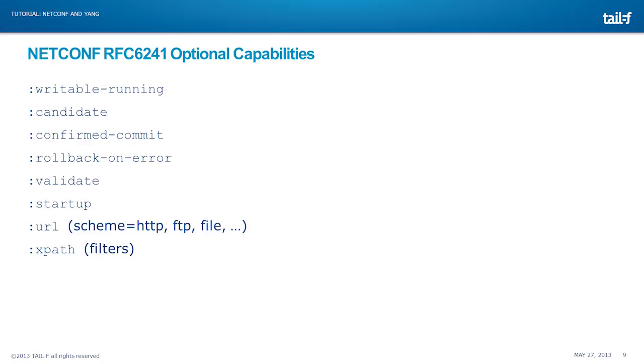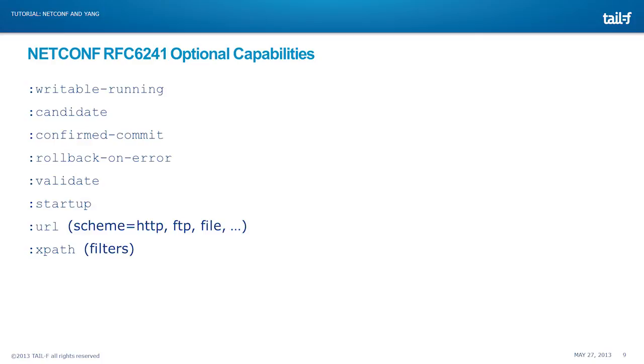Similarly, for the rest of these options, confirmed commit is available. Rollback on error means the device can automatically roll back on an error. Validate is the operation we talked about on the previous slide, where we could ask the device to validate the contents of the candidate data store. Then startup indicates that the startup data store is present in the device and may be used.